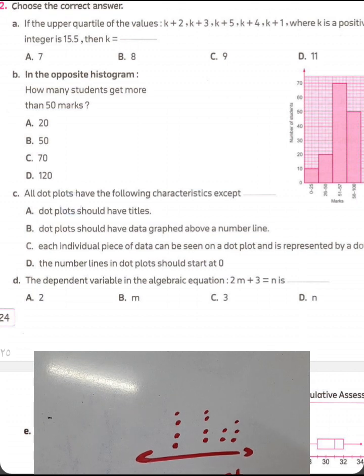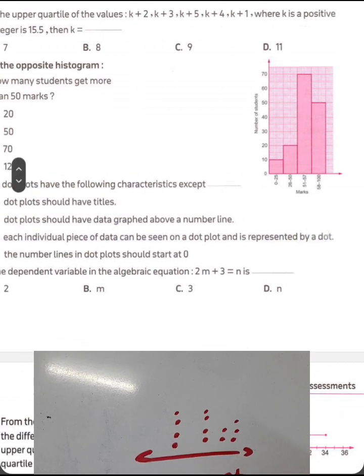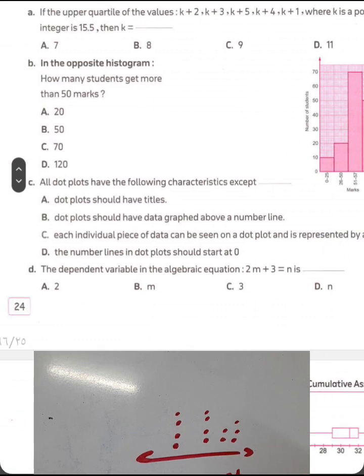Dot bullets should have a title. It's true. Dot bullets should have a data graphic above the number line. It's true. Each individual piece of data can be seen on the dot bullet and represented by a dot. It's correct. Letter D: the number lines in dot bullets should start at 0. No, it's false because we have infinite numbers. Choose letter D.